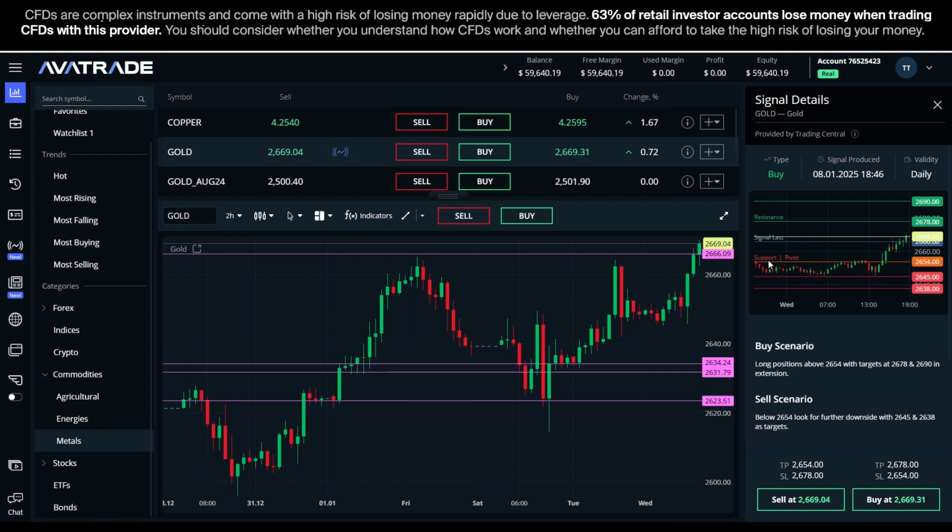Okay, so a lot of times the way traders will use this, if the fundamental news aligns with the original signal, you might do a market buy in this case, with your stop loss below the pivot level.